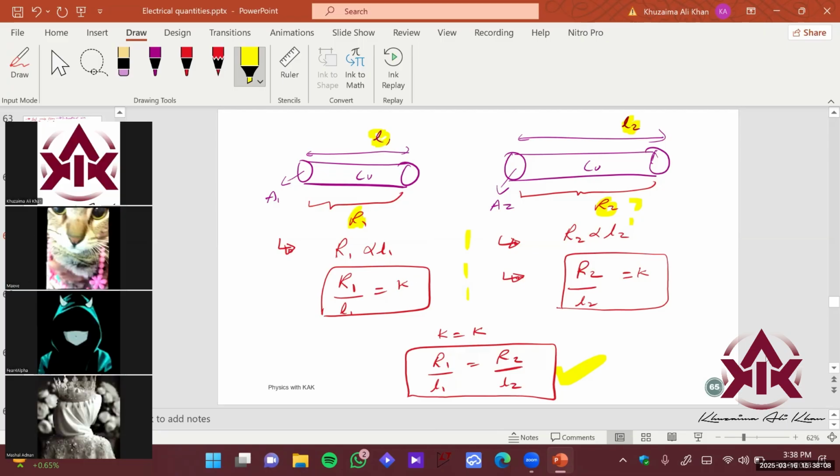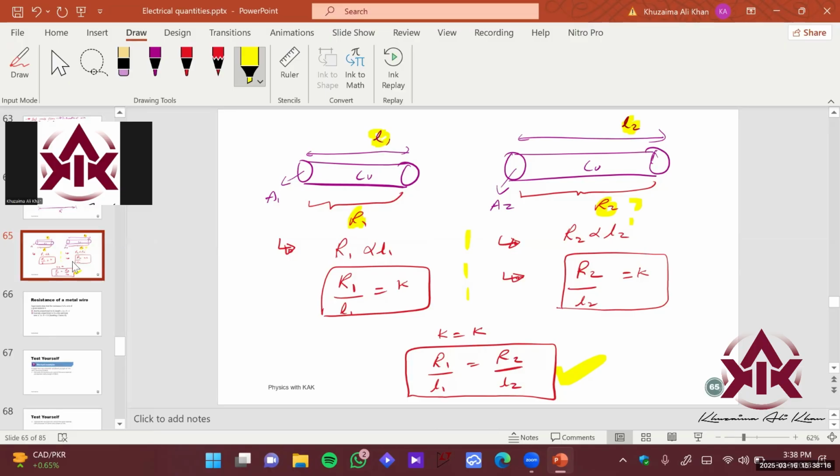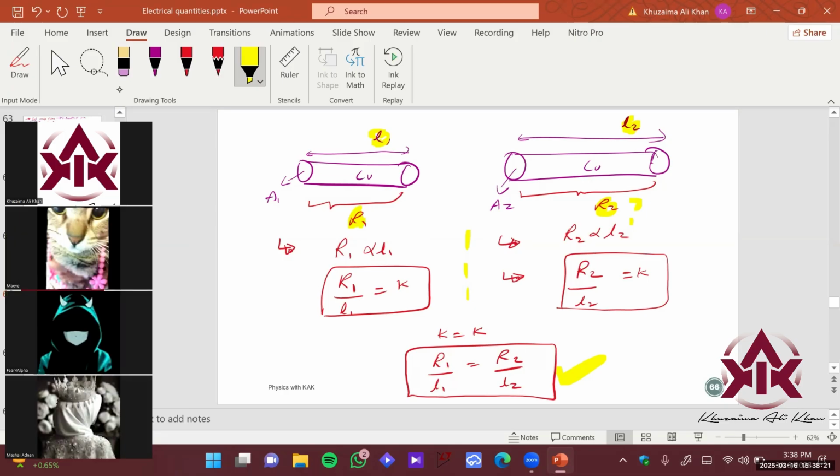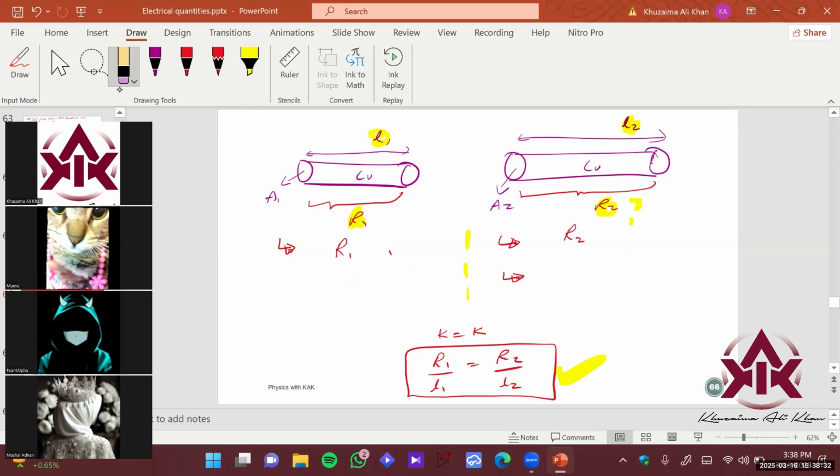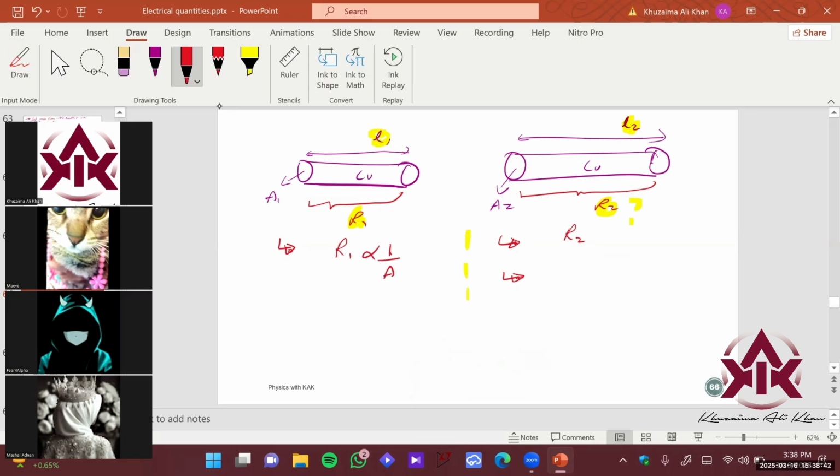Now let's link the cross-sectional areas and the resistance. I'm going to duplicate the slide here and erase this part. Now I have a relation that R1 is inversely proportional to area 1, and R2 is inversely proportional to area 2.